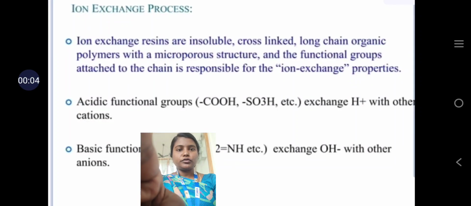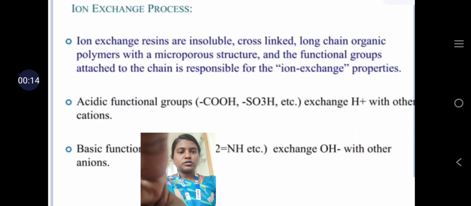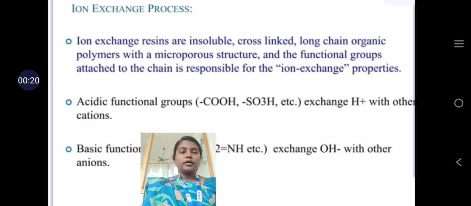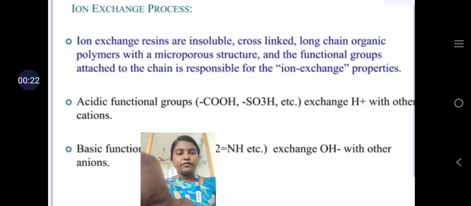Everyone, today we are going to discuss the demineralization process. That means softening of hard water. In this process, especially, we are going to discuss the external conditioning, that is the ion exchange process, because it is a very efficient method to reduce the hardness from boiler feed water.